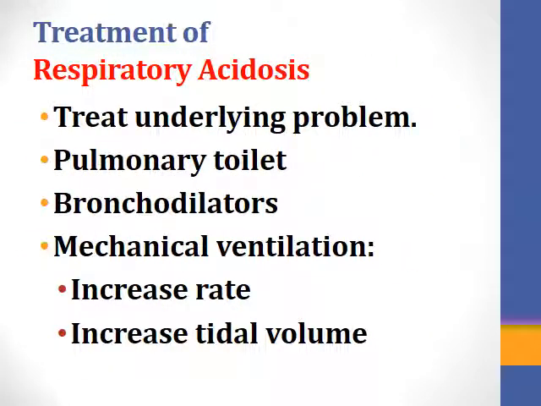The treatment of respiratory acidosis, obviously with anything, we want to treat our underlying cause. We've got to find out what's causing the problem in the first place, or we're just putting a band-aid on it. So we want to try to treat our underlying problem. We want to do pulmonary toileting, bronchodilators, mechanical ventilation. We may have to increase our rate or possibly our tidal volume.